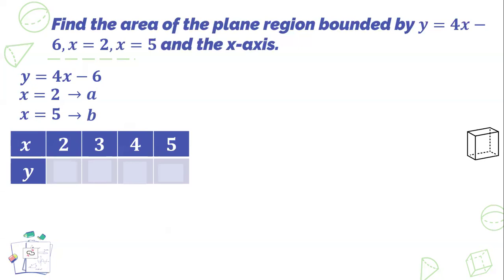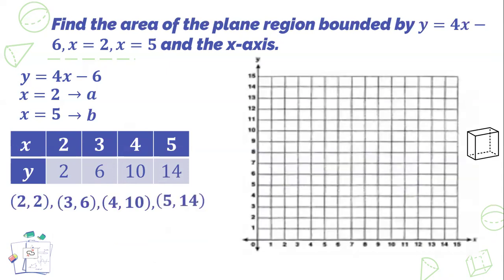Then we have 4 times 2 minus 6 will be 2. 4 times 3 minus 6 will be 6. Then 4 times 4 minus 6 is 10. And 4 times 5 minus 6 is 14. So again, we plot it on the Cartesian plane using these coordinates. So we have (2, 2), (3, 6), (4, 10), (5, 14). Then we connect the dots. Then we draw now the vertical line, which is x equals 2, and another vertical line, which is x equals 5. Of course, the x-axis should be present so that we can get the entire boundary.